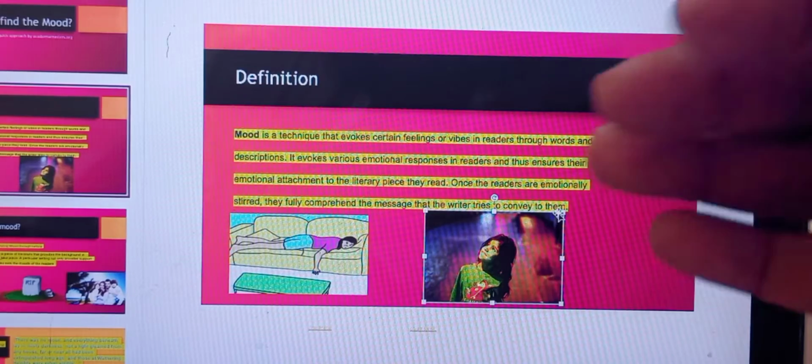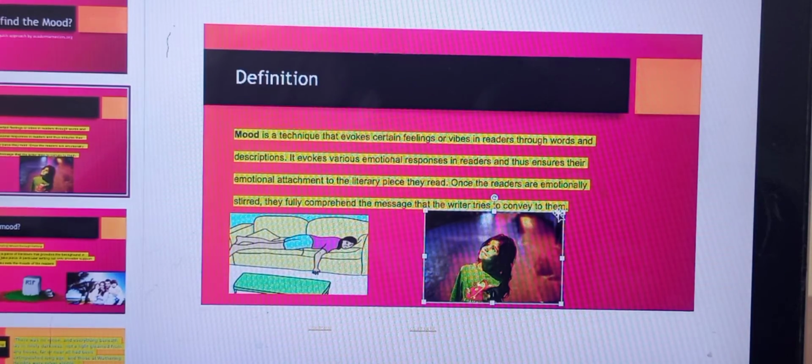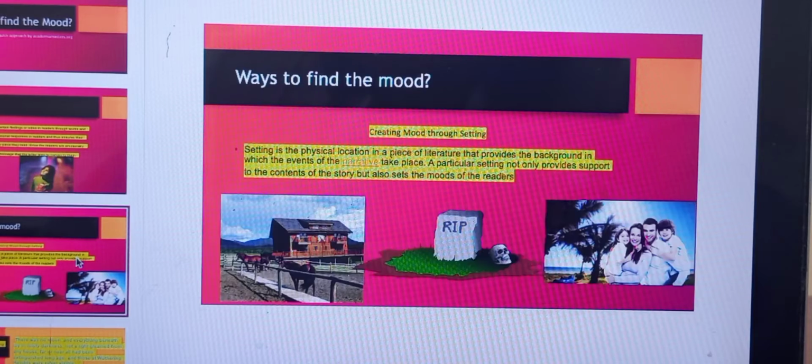So the work that we are reading or the story that we are reading causes us to feel a certain feeling or a certain emotion. When we find the mood, we can use several techniques. One way to find the mood is looking at the setting.